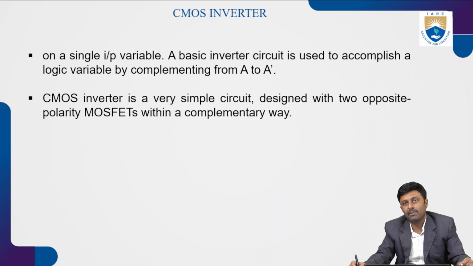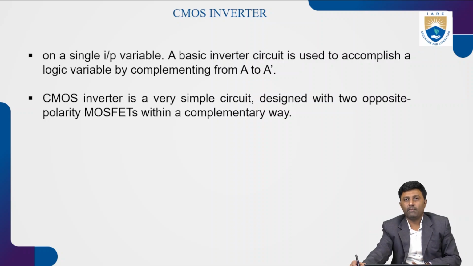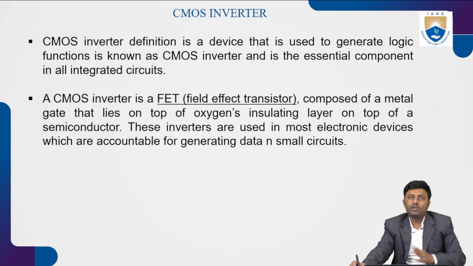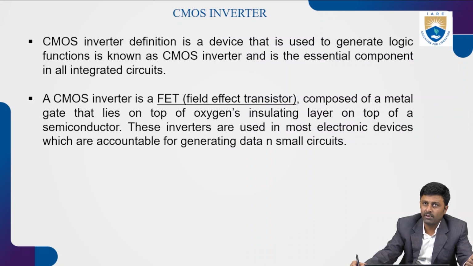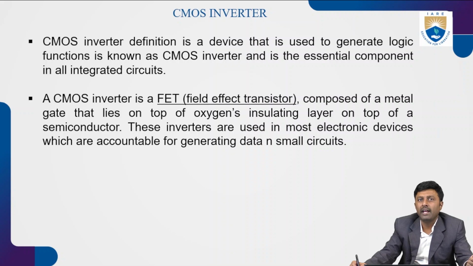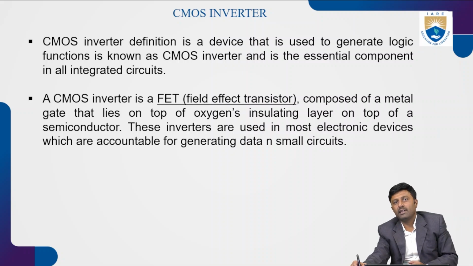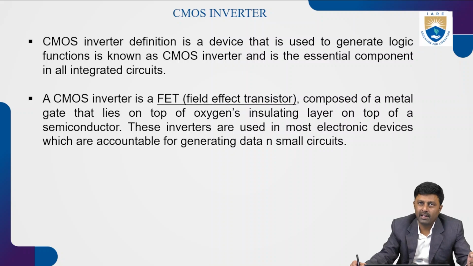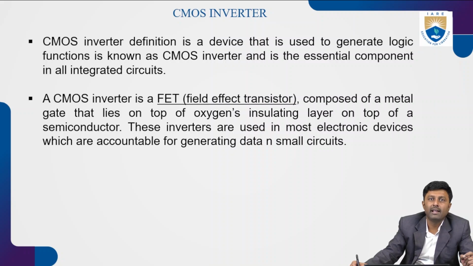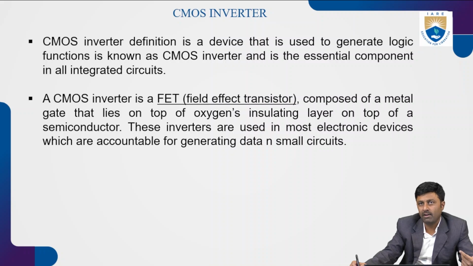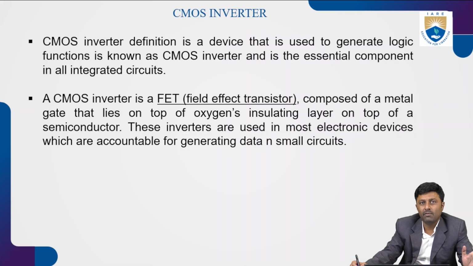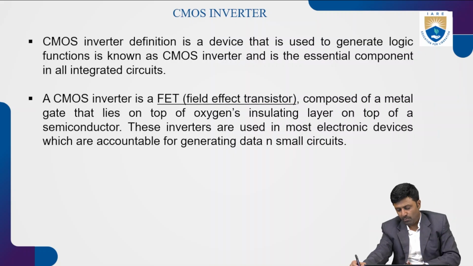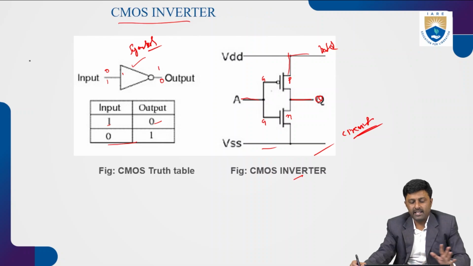The CMOS inverter is a very simple circuit. It is designed with two opposite polarity MOSFETs in a complementary way. The CMOS inverter is a device that is used to generate logical functions, and is an essential component in all integrated circuits. A CMOS inverter is basically a FET, a type of field effect transistor composed of a metal gate that lies on top of an oxide insulating layer on top of a semiconductor. These inverters are used in most electronic devices that generate data in small circuits. So this is the symbol.